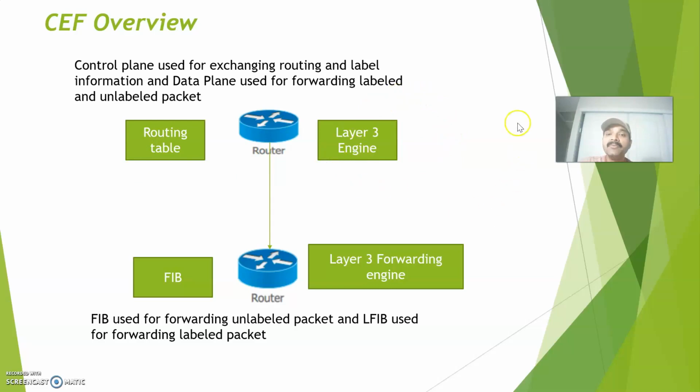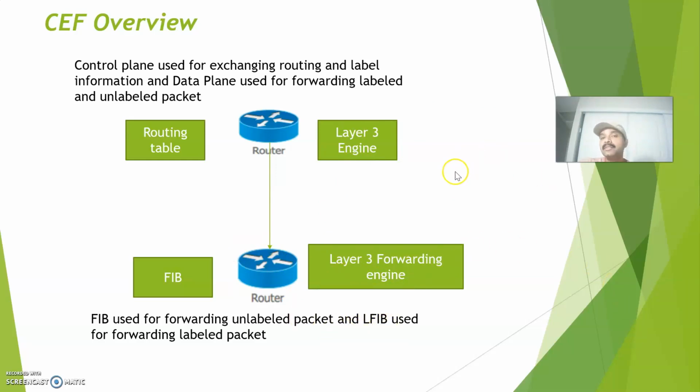It will maintain all the information in a base called LIB. So LIB works at the control plane. That's the Label Information Base. Once the LIB is built, it automatically uses that information to build the layer 3 forwarding information, that is LFIB. The LFIB works at the data plane, which is used for forwarding the labeled packet.